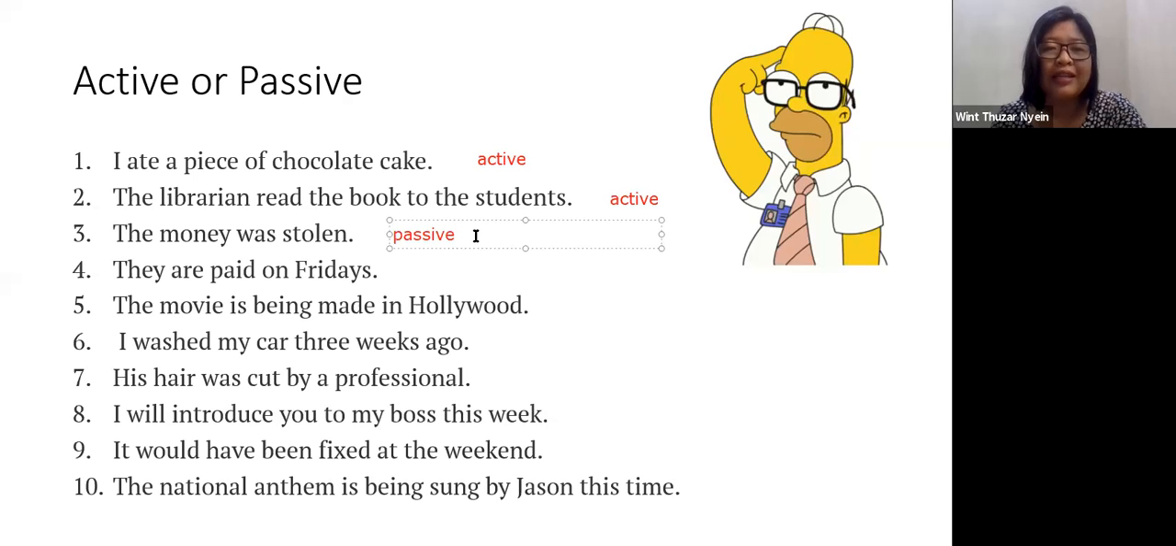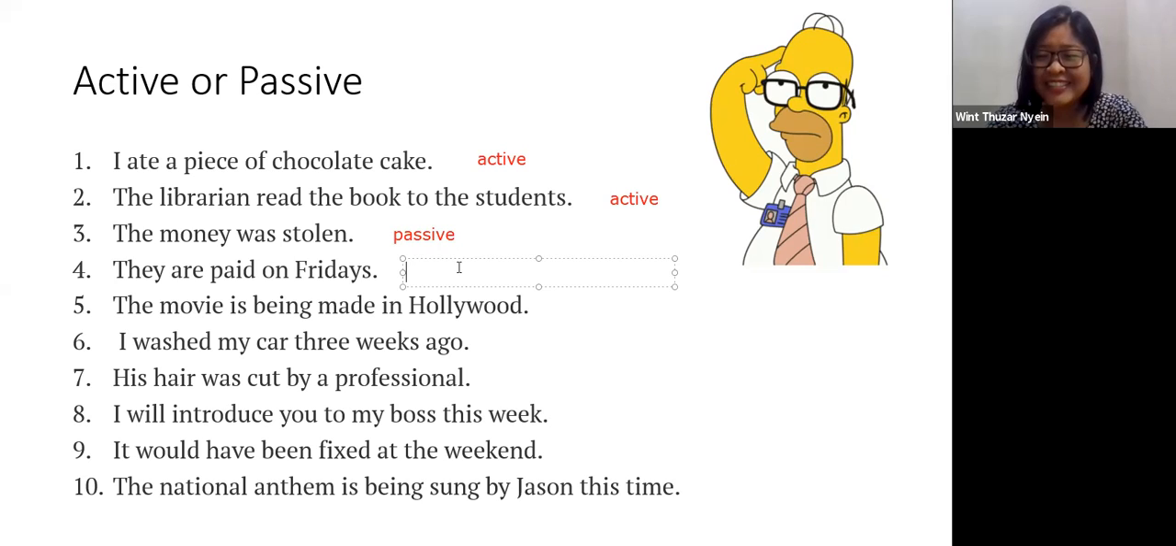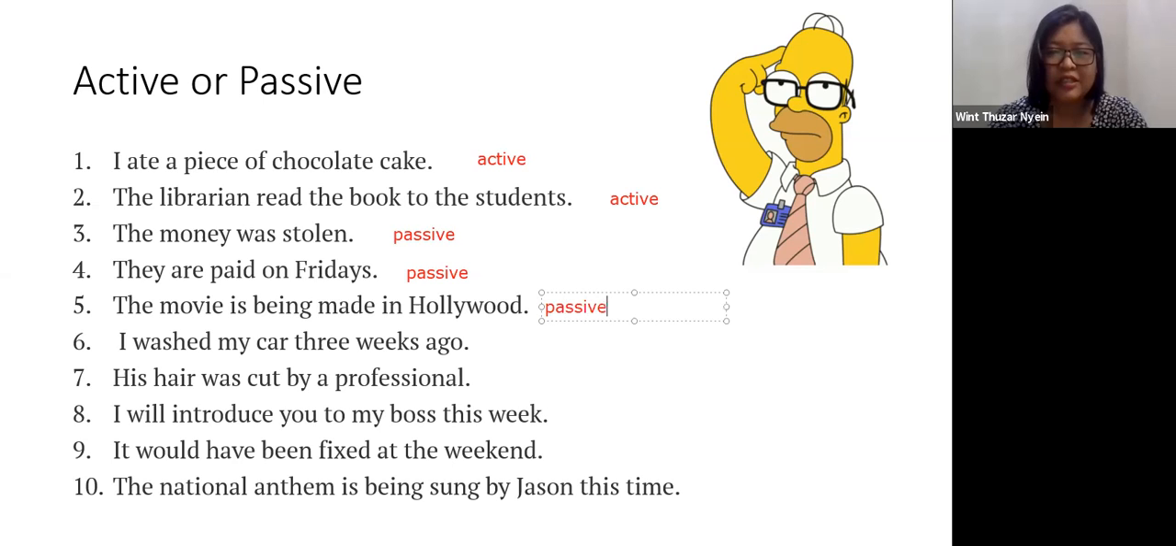4. They are paid on Friday. Passive. Okay, it's passive. Next: The movie is being made in Hollywood. Okay. Is that passive or active? How do you think? Passive. Okay.